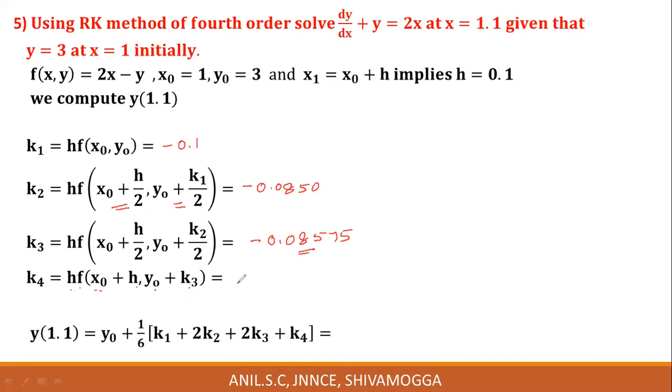What about others? Others' answers? Minus 0.071425. All the 4 components which are required are determined. Now we find y of 1.1.